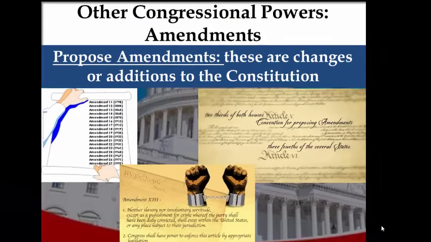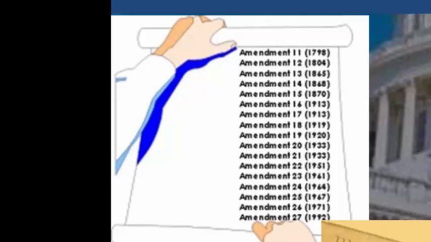One of the last areas we're going to cover, I promise, is proposing amendments. Amendments are changes or additions to the Constitution, and we're going to cover amendments soon, but for now you just need to know that this is an important job of Congress, to propose amendments. Now, this has only happened 17 times since the Bill of Rights that an amendment was added to the Constitution. So these are usually very big issues or problems that the Constitution didn't take care of. Now, amendments are proposed, but they're just very hard to pass.